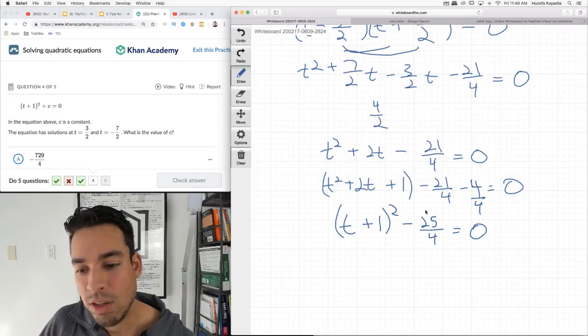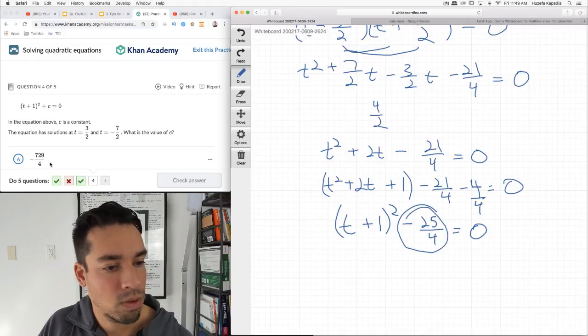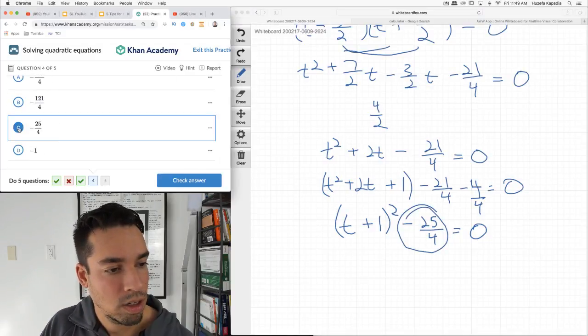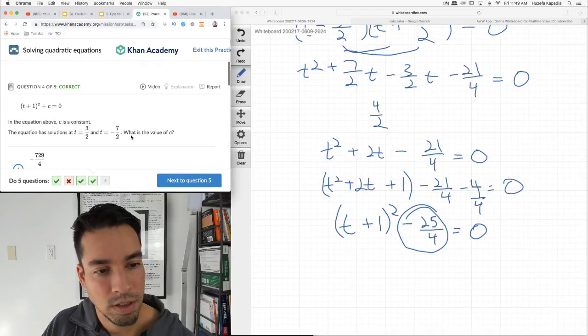All right. And you can now see, look how nice this looks. We got t plus 1 squared just like here, and our c is clearly negative 25 over 4. Let's make sure that exists, and that looks good to me. All right, excellent.